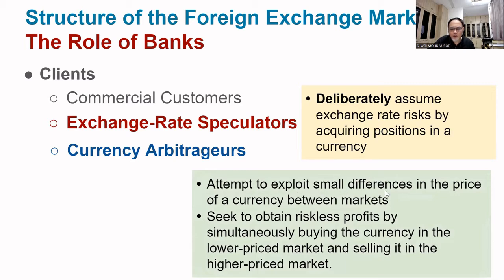So they attempt to exploit small differences in the price of a currency between markets. They seek to obtain riskless profits, risk-free, by simultaneously buying the currency at the lower price and selling it in the higher price market. We'll see this. This is called the arbitrageurs. Okay, currency arbitrageurs. They exploit the differences in terms of the rates between two or three countries. They can gain profit from that.